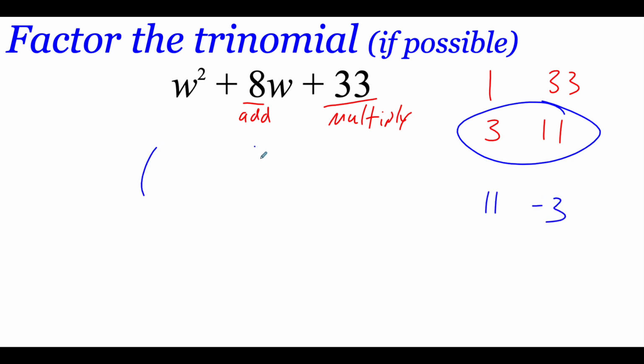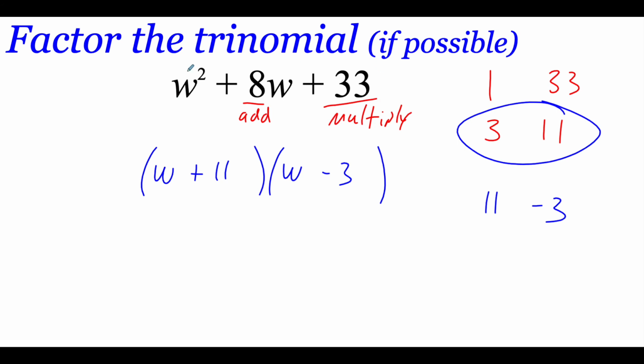But if I tried to set up my binomial, well, to get w squared, I would have to do w and w. To get that 8, we said that it would have to be positive 11 and negative 3. Now, one thing that we talked about with factoring, and it looks like this is going to work, but factoring is the reverse of foiling. So if I take the binomial that I just got and I FOIL it back out, I should get that trinomial that I started with.